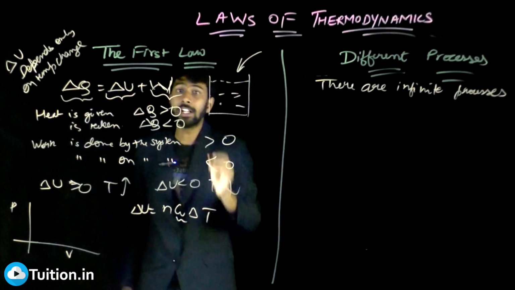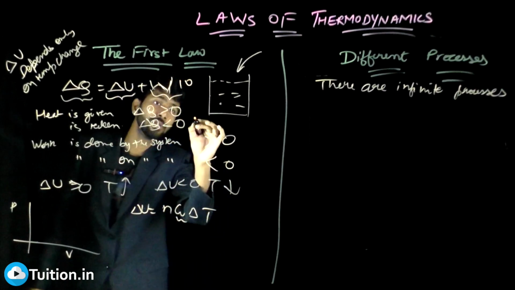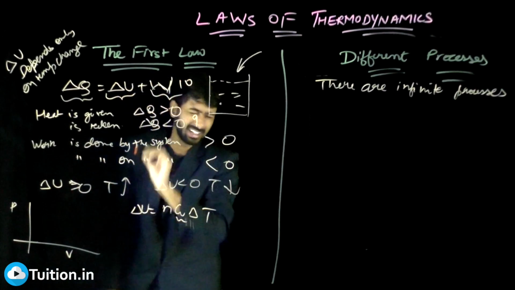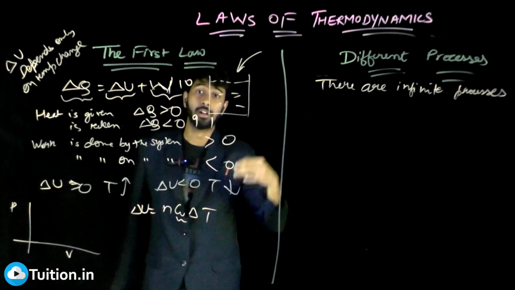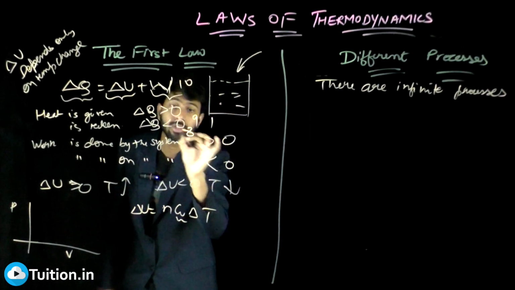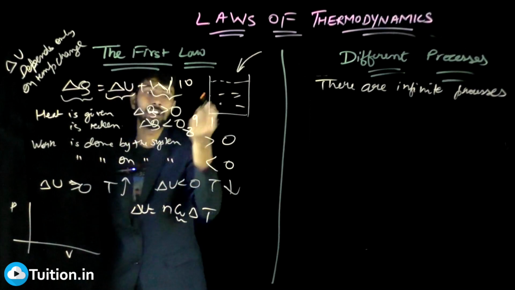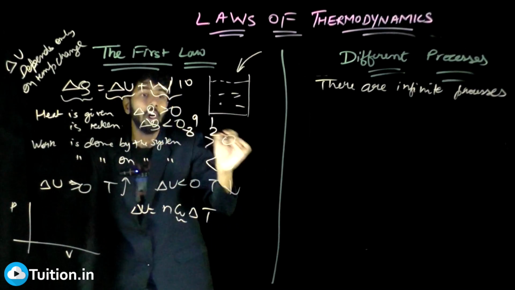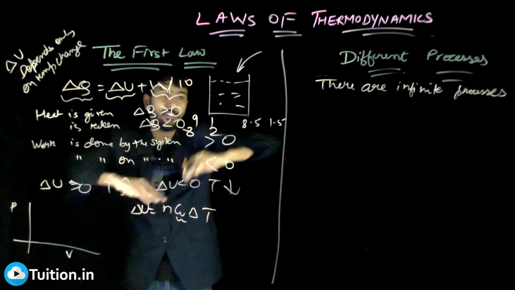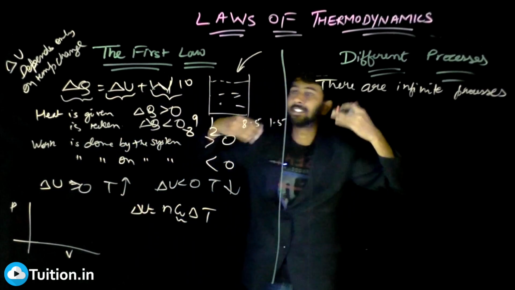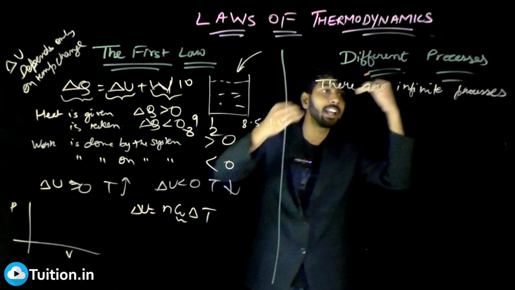If so, if I give it 10 joules, will it use 9 joules to increase its internal energy and 1 joule to do work, or will it use 8 joules to increase its internal energy and 2 joules to do work, or will it use an 8.5 and 1.5 ratio? Every ratio is basically a different process, right? That's why there are infinite processes.